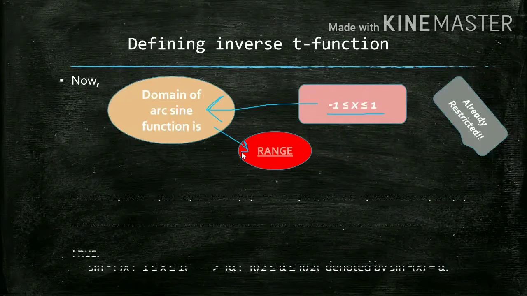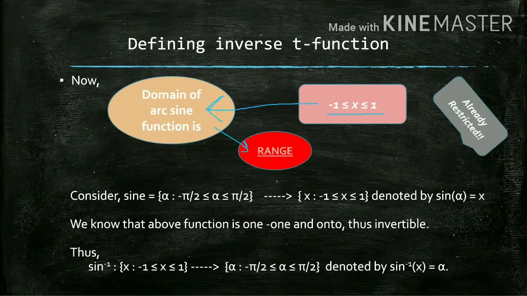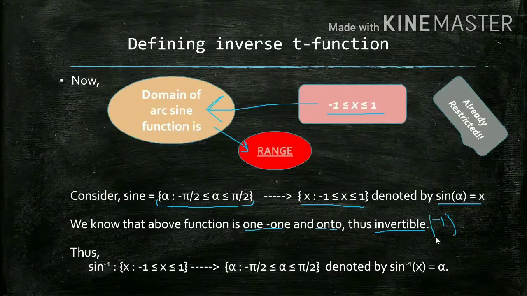Okay. So let us consider this sine function. Now the domain of sine inverse is nothing but the range of sine function, which is this. Now we take the domain of sine function is this: angles from minus pi by 2 to pi by 2, and sine of alpha would be x. Now clearly this function is one-one and onto. That means invertible. Invertible means its inverse exists. Right? Inverse of this sine function.